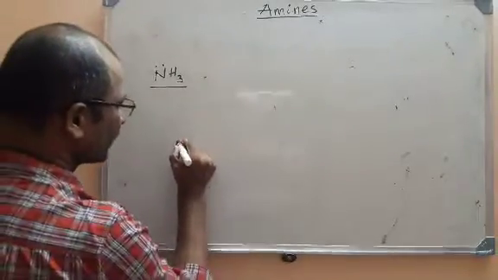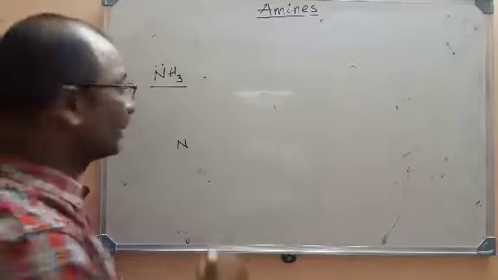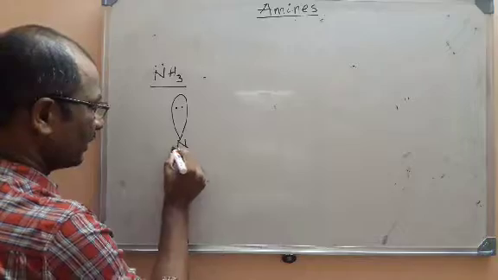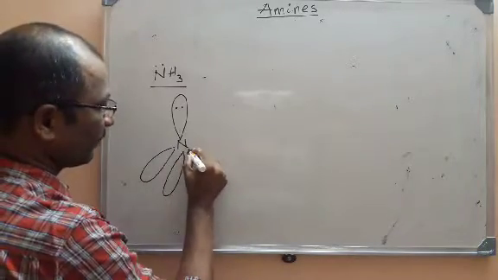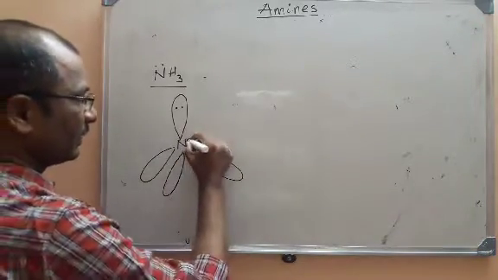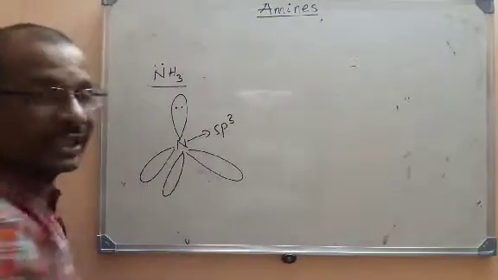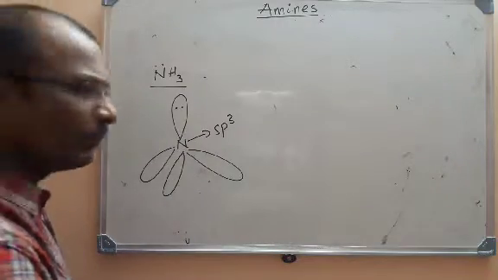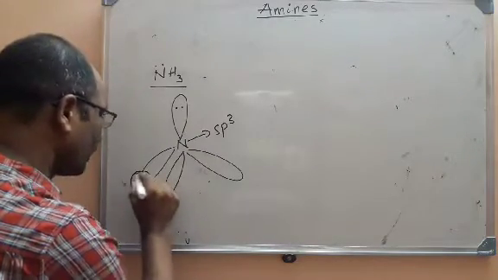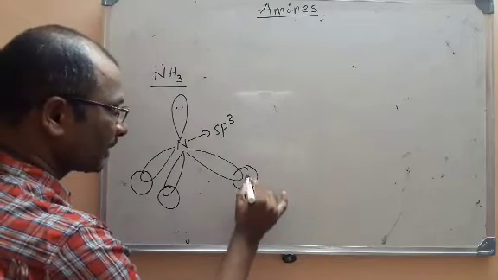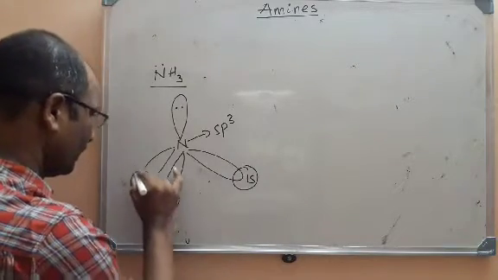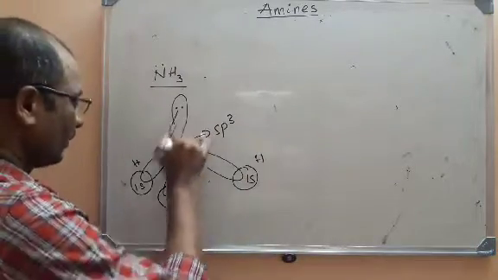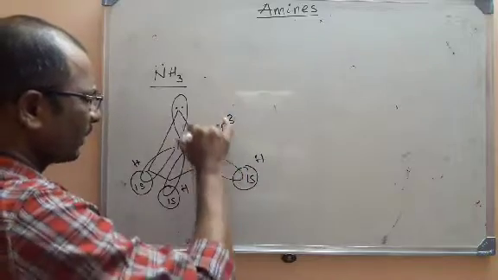You know that nitrogen is the central atom, and here you have an unshared pair of electrons on nitrogen, and it undergoes sp3 hybridization. So this is sp3 hybridized in this molecule, and here all the three sp3 hybrid orbitals with a single electron will be overlapping with 1s orbitals of 3 hydrogen atoms. So this is hydrogen and this is hydrogen. So this is the formation of ammonia molecule here.